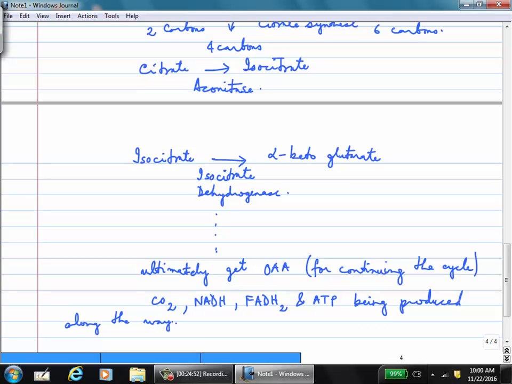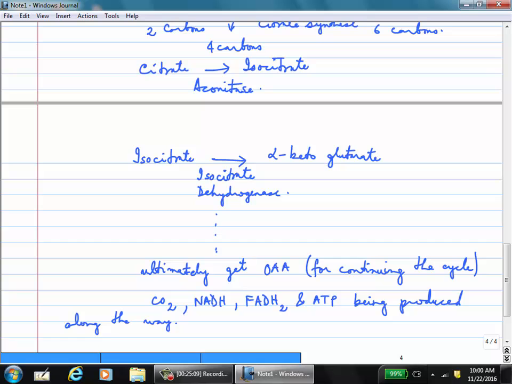So this is a description of the TCA cycle that takes place inside mitochondria, right? And every cycle, this acetyl coenzyme A is getting used up, you're getting carbon dioxide, and the OAA is being generated, so the cycle can continue.